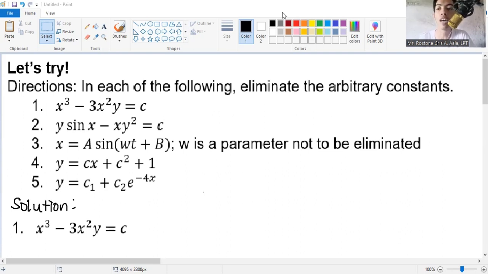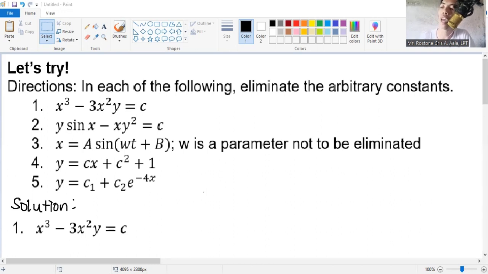So ano ba yung goal natin dito? So ang goal natin dito is to eliminate or remove our arbitrary constant and we will come up with a given differential equation. So the number of constants in a given equation tells us kung ilang beses tayo mag-derivative. Okay, let's start with example number 1.